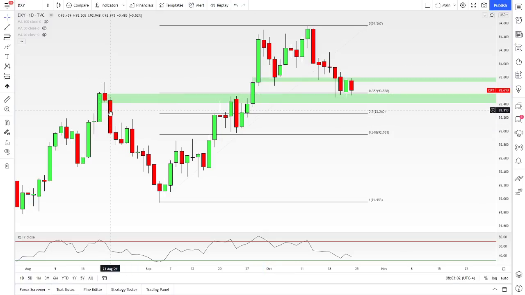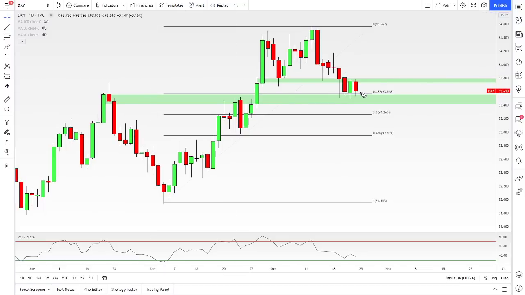So that is my personal opinion looking at the dollar. I think that this week, maybe we see a bit more of a bounce here off of that 38.2. Right now we're consolidating, so we will have to wait and see if price can make a significant bounce off of that level.